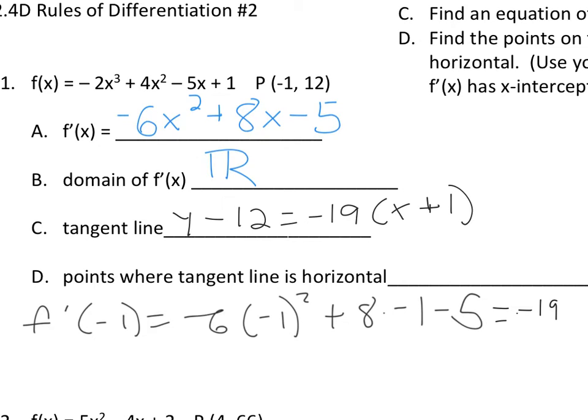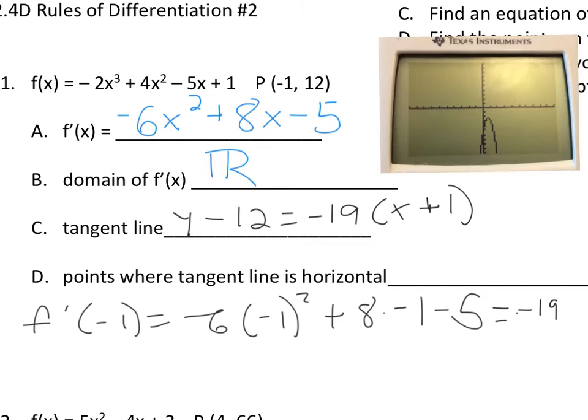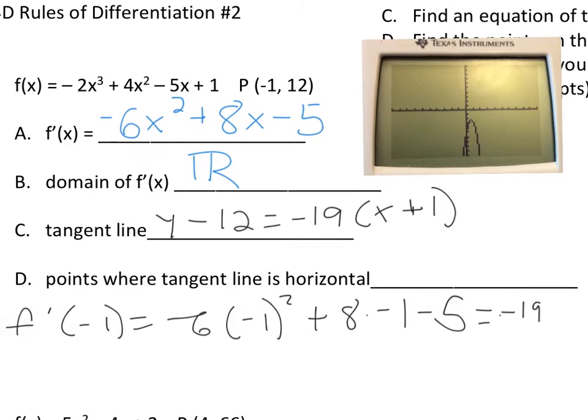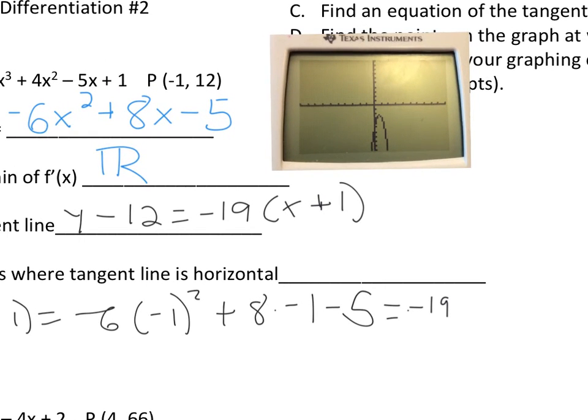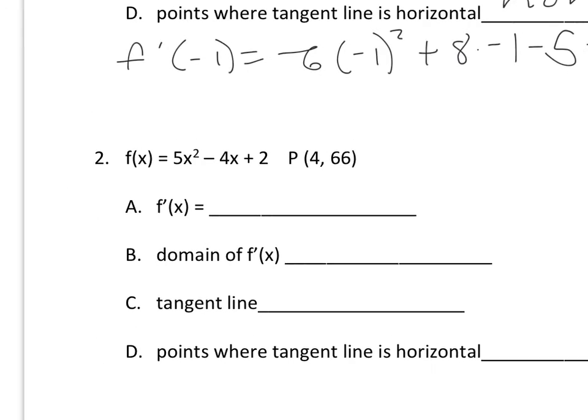So let's get out the calculator. So when I graph this on my calculator, we can see that this parabola opens down and it has no x-intercepts. Because my parabola has no x-intercepts, that means it is never 0. So points where the tangent line is horizontal, the answer is just going to be there are none, because the derivative is never 0. Okay, number 2.